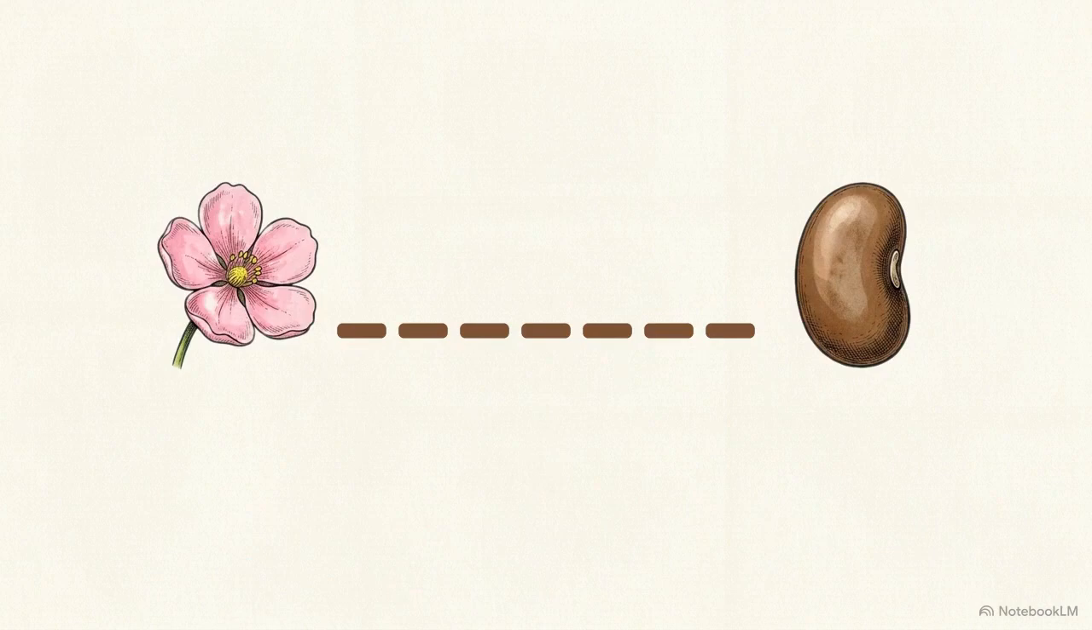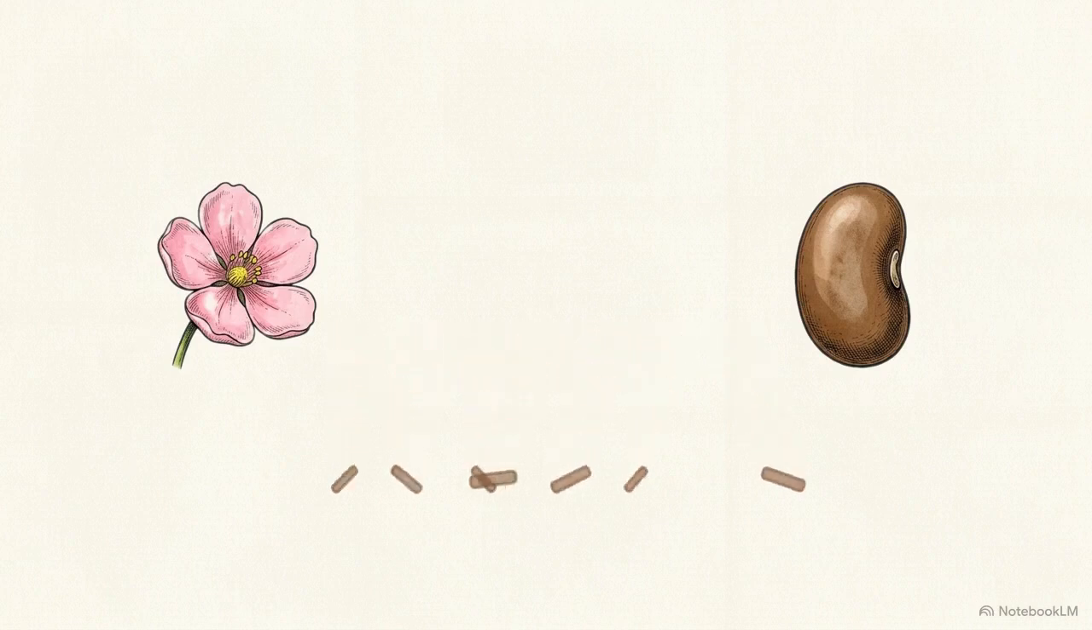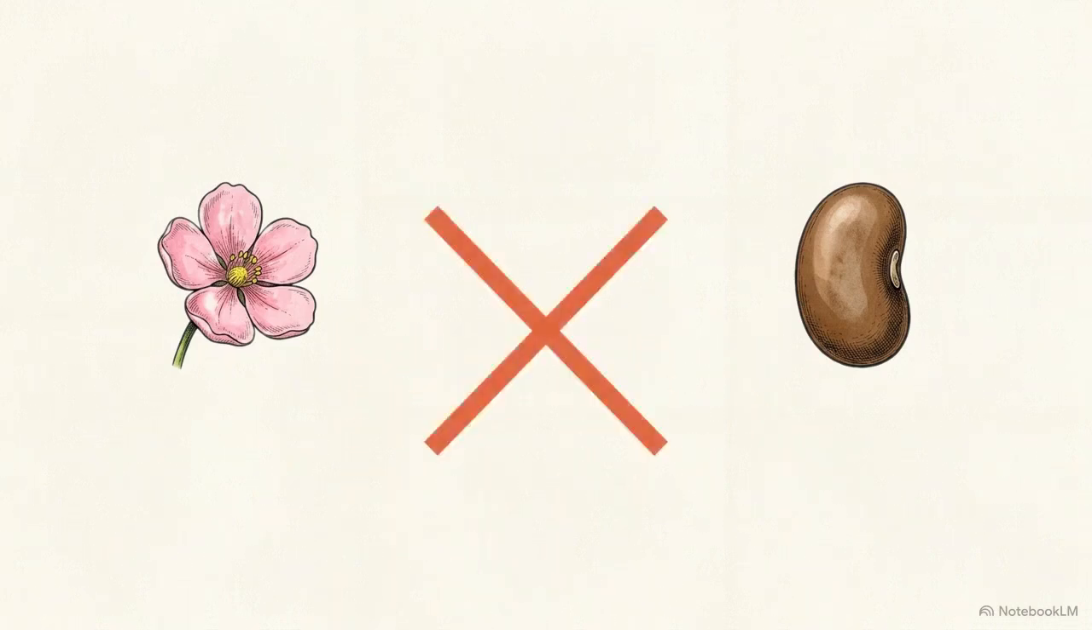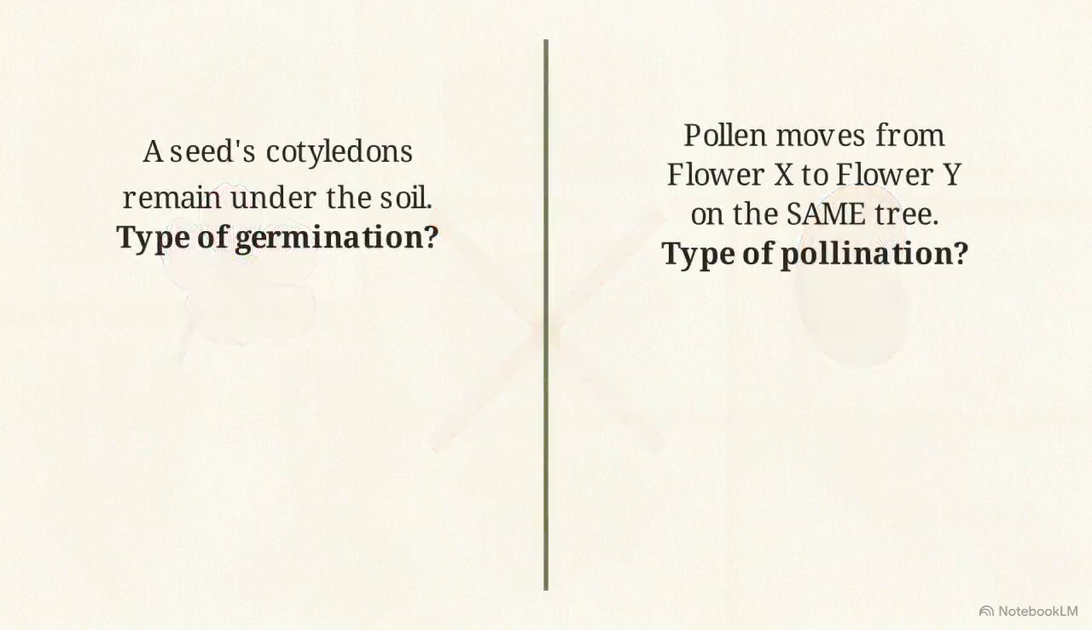Without these specific agents successfully bridging the geographic gap between the anther and the stigma, the plant cannot create seeds, and the entire cycle of germination halts completely.